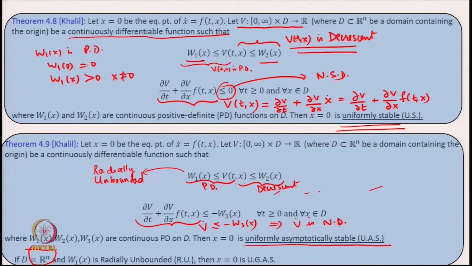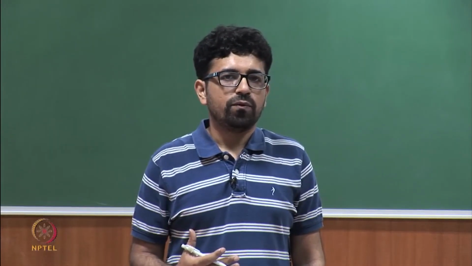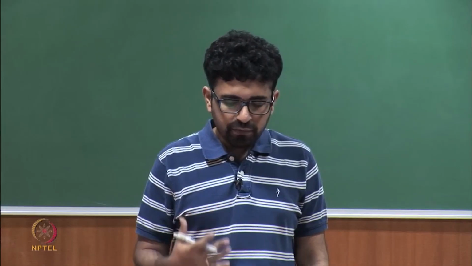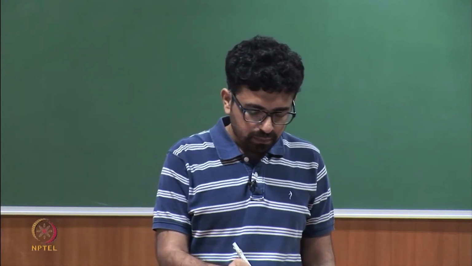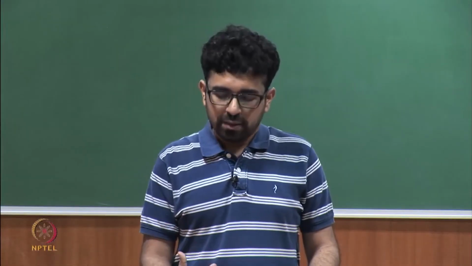So, what does radial unboundedness mean? It just means that W1 of x goes to infinity for all norm of x tending to infinity. So, this is what we mean by radial unboundedness. As you can see here, we have not solved any nonlinear differential equation, but we have been able to comment on the stability properties of nonlinear systems. So, this is a very powerful condition. However, the main challenge here is to find the function v.